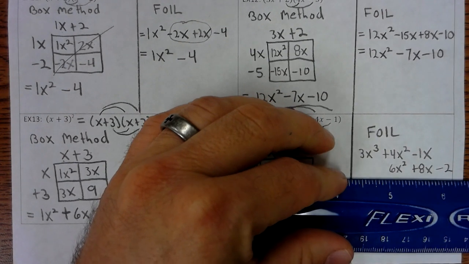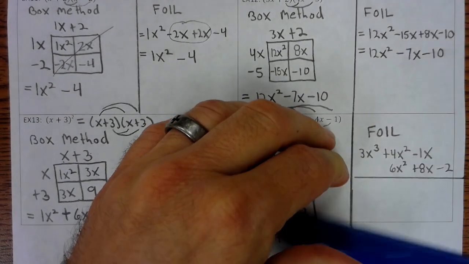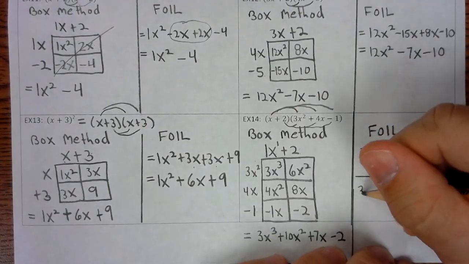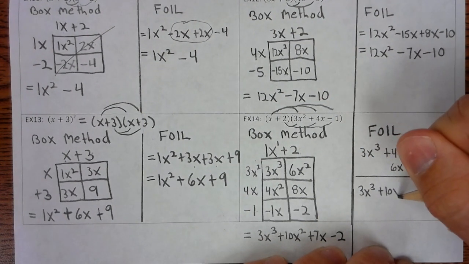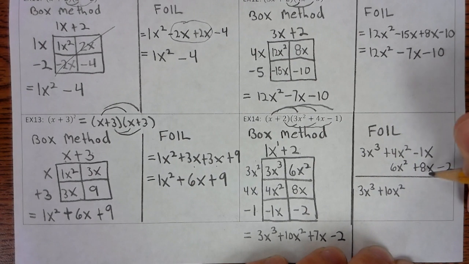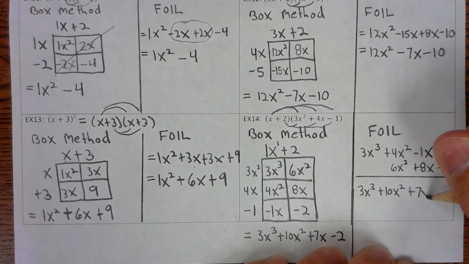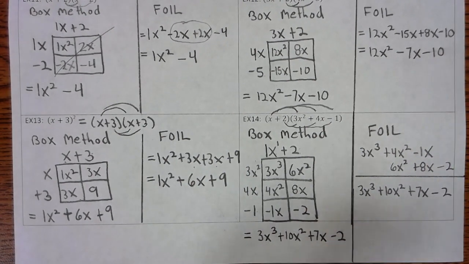Now, I can just add vertically. So we just have 3x cubed. 4x squared plus 6x squared is plus 10x squared. Negative 1x combined with 8x is a positive 7x, and then minus 2.